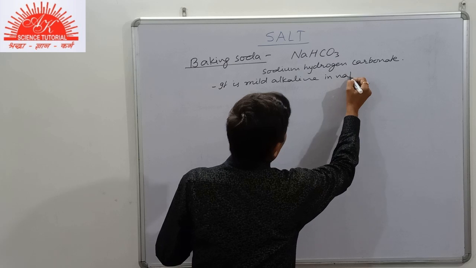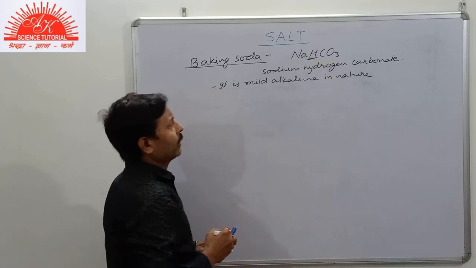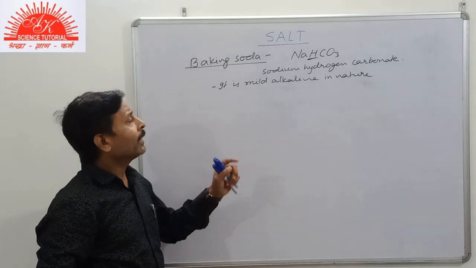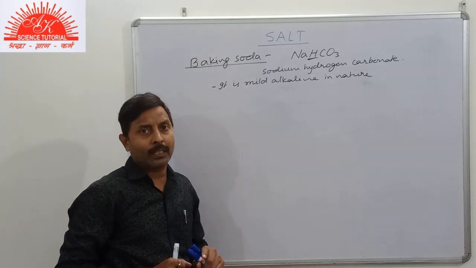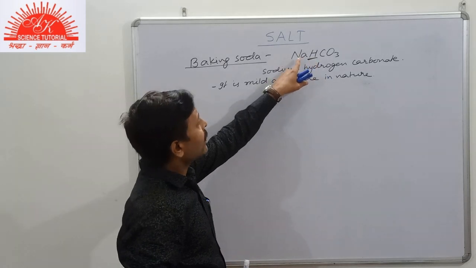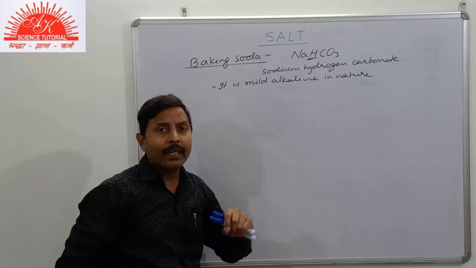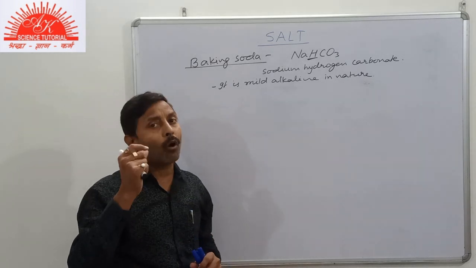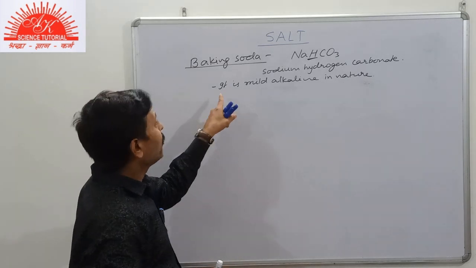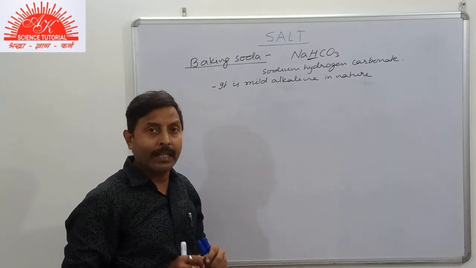Now, students, we see that there is the presence of H, meaning it contains an ionizable hydrogen atom, so it is an acid salt. But since in the formation of this compound, sodium hydroxide is used, that is a strong alkali, it will be alkaline in nature. Its aqueous solution will be alkaline in nature.